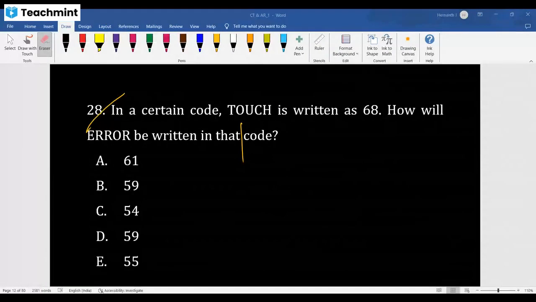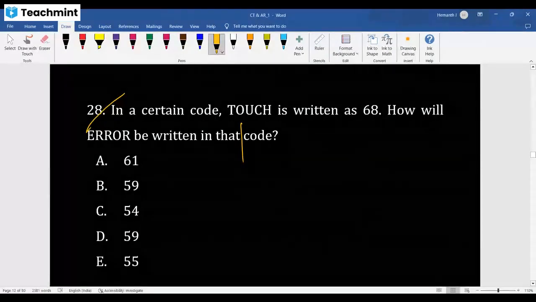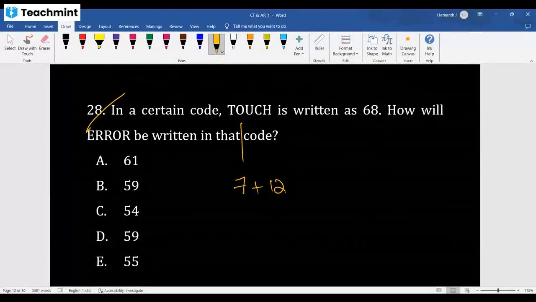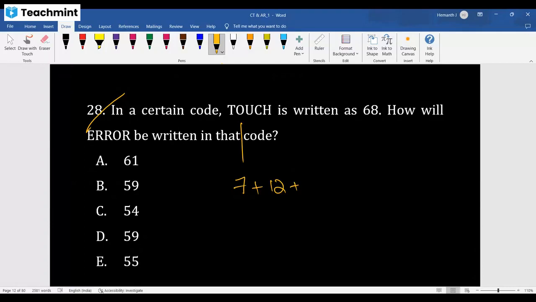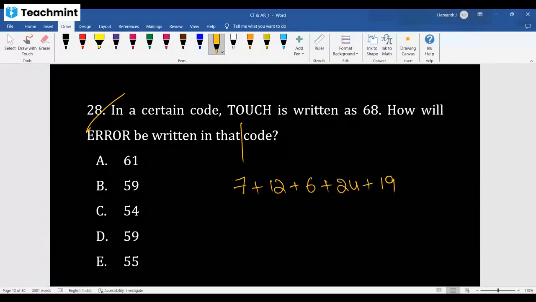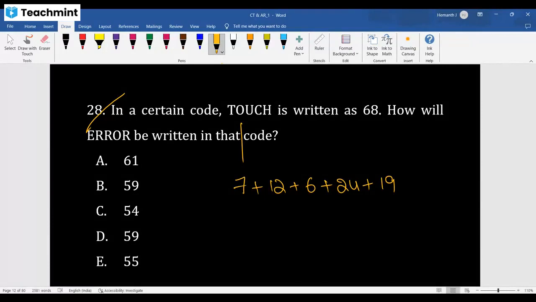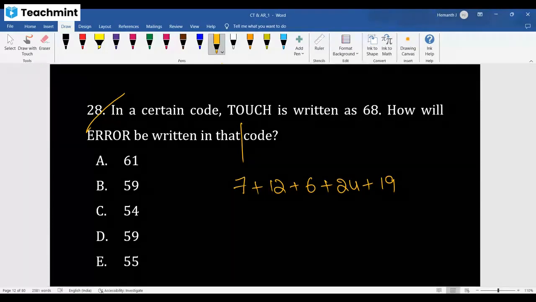Now, if you try with reverse coding, what is the T value? 7. O is 15, reverse code is 12. U is 21, reverse code is 6. C is 3, reverse code is 24. H is 8, reverse code is 19. Now, if you observe, this is 30 and 31. 61 plus 7, 68 perfectly suited.